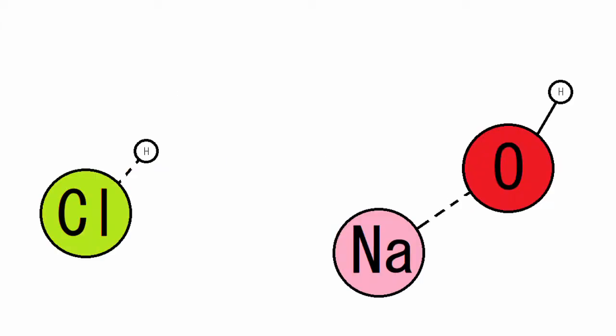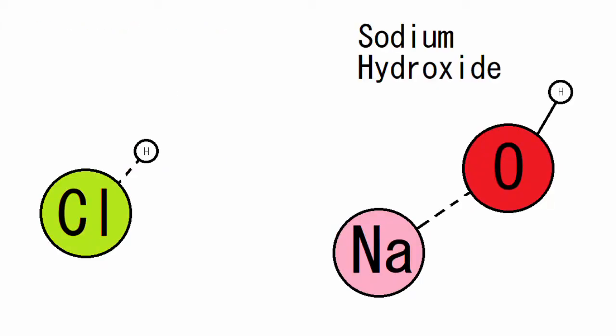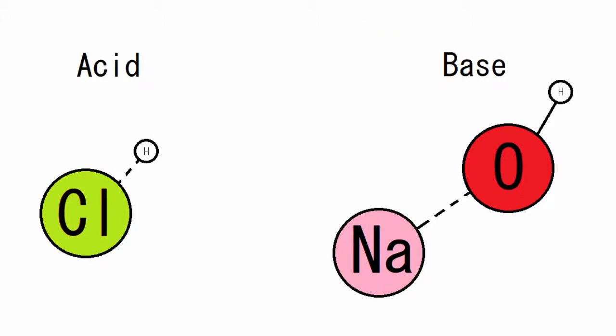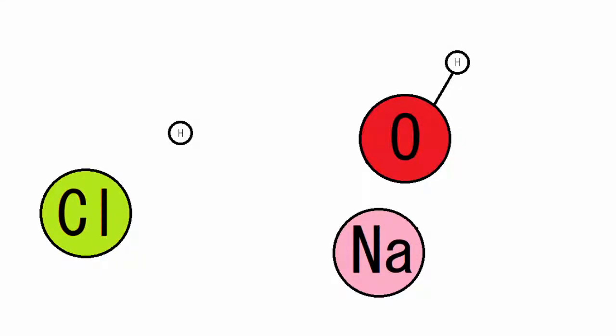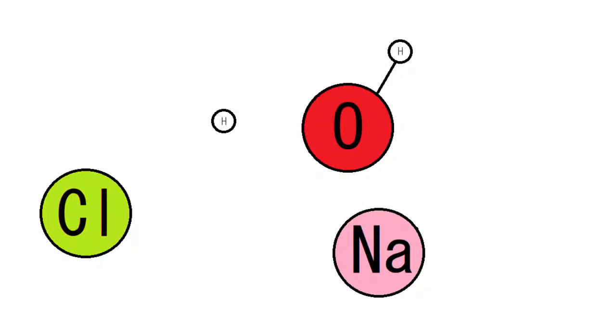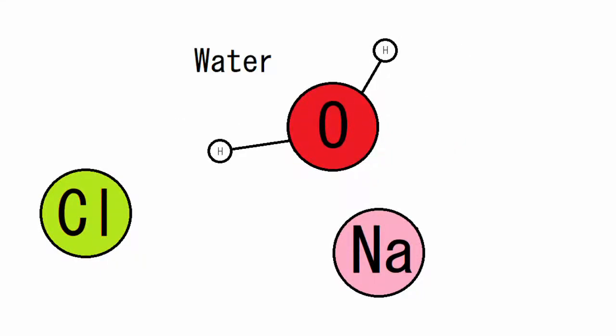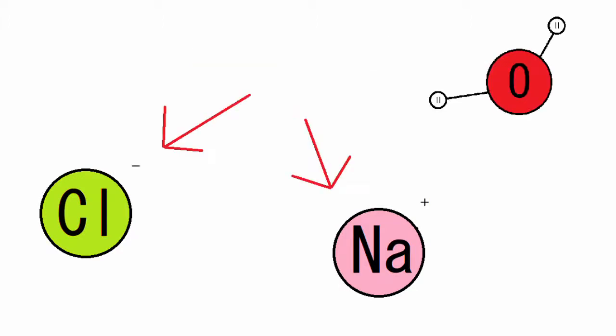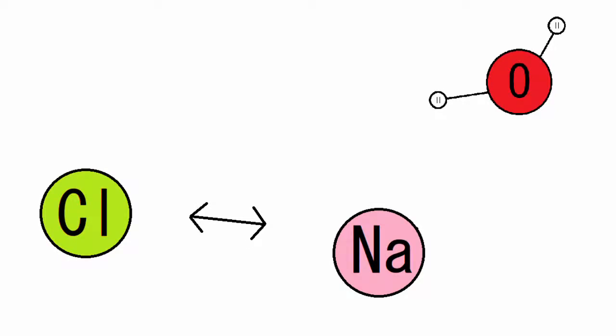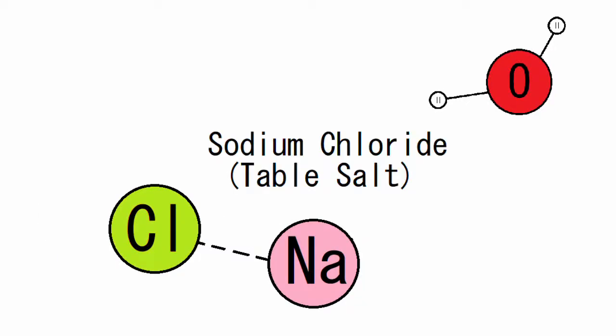To illustrate this, here's a simulation of the reaction between hydrochloric acid and sodium hydroxide. Now, hydrochloric acid is an acid, and sodium hydroxide is a base. So what's going to happen is the hydrogen is going to dissociate from the chlorine atom, and it's going to bond with a hydroxide group in sodium hydroxide, and this will form water. Then, since chlorine is negatively charged and sodium is positively charged, they're going to bond together and form sodium chloride, also known as table salt.